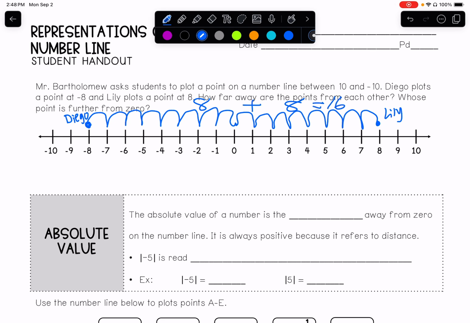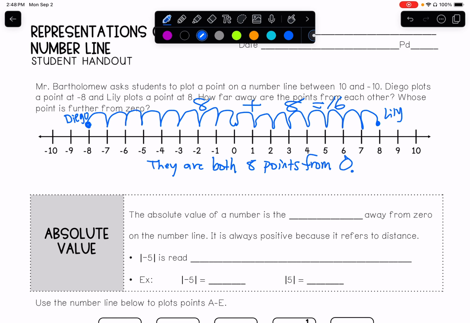And then how far away is each from 0? Well, we just said that each point is 8 away from 0. So they are both 8 points from 0. We're going to learn this is the definition of absolute value. So here we go, absolute value.